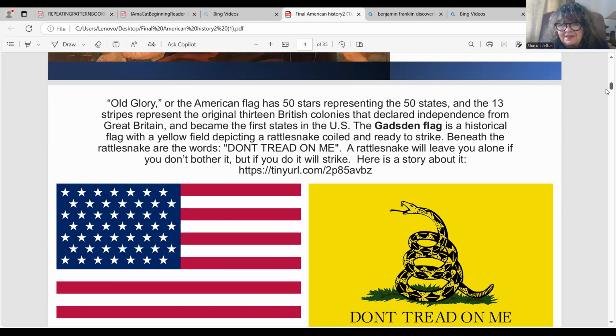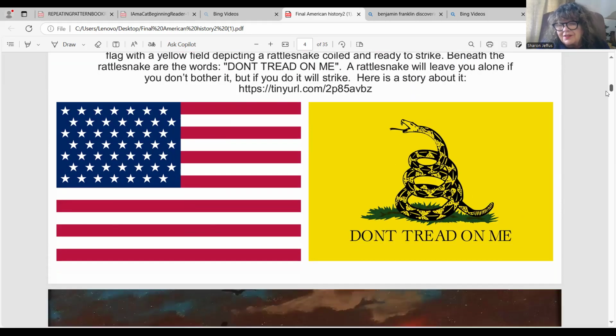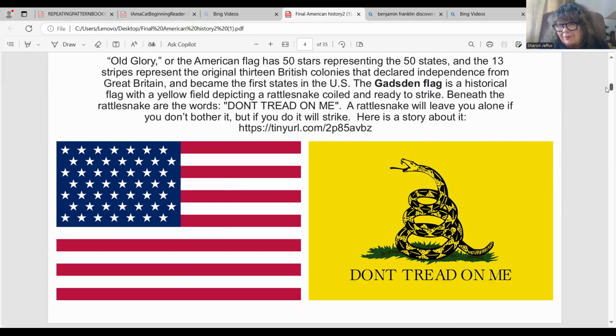The first states in the United States. The Gadsden flag is a historical flag with a yellow field depicting a rattlesnake coiled and ready to strike. Just like we have the Thanksgiving turkey that Benjamin Franklin, I believe the story was, wanted to be the bird of America. But we know the bird of America is the eagle. The Gadsden flag is very historical, and it was very popular because it had a rattlesnake.